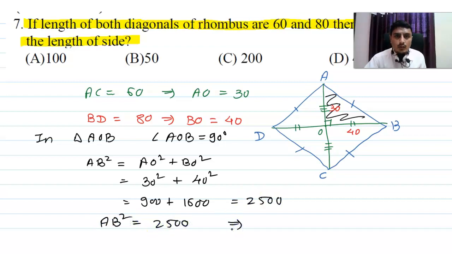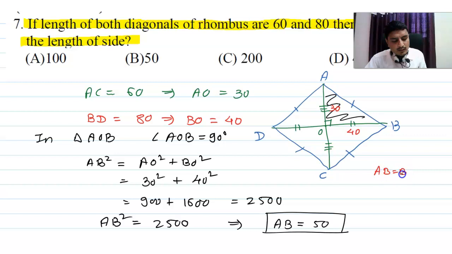Taking square root on both sides, the value of AB is exactly 50 units. Now since the given quadrilateral is a rhombus, all sides are identical. That means AB equals BC equals CD equals AD, and all four sides of the given quadrilateral are equal to 50. So the length of the side of the given rhombus is 50 units. So the correct choice is B, which is 50.